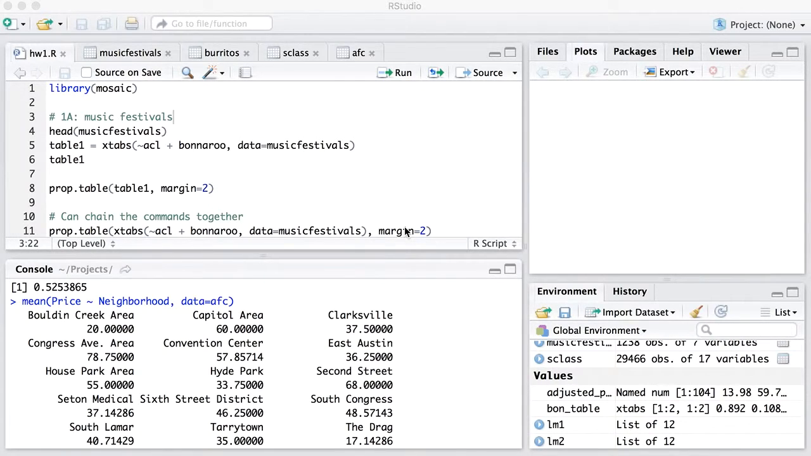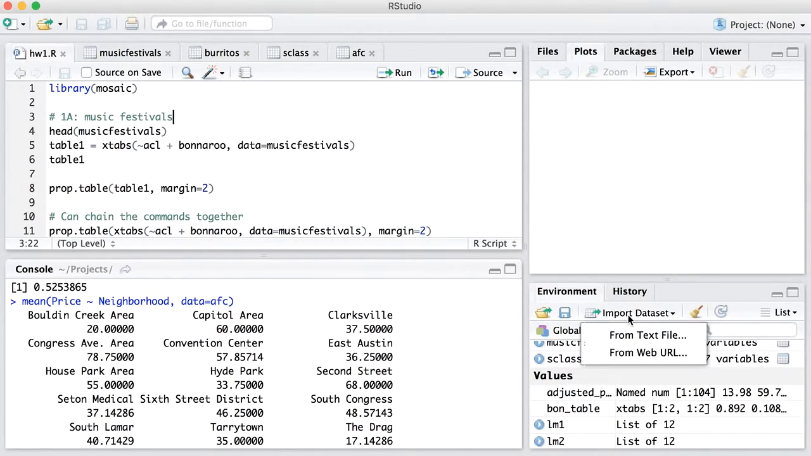I thought I would take a few minutes here and step through each of the three homework problems that we had for the first week of class. So what I've done is I've already queued up the data sets for those using the Import Dataset button over here in R. So you won't see me go through this import dataset wizard here, but I've already got the data sets that we need for music festivals, for Chipotle burritos, for Mercedes S-Class, and for Austin Food Critics.